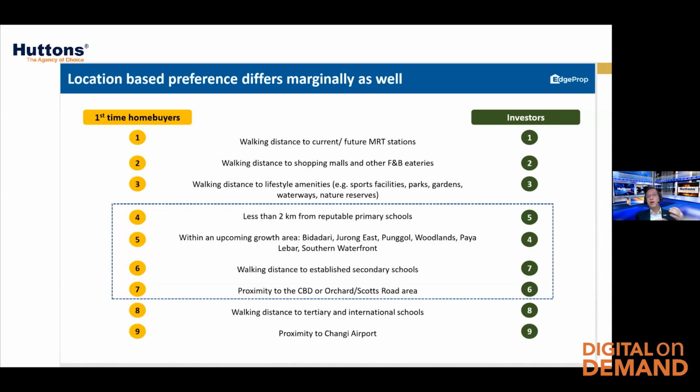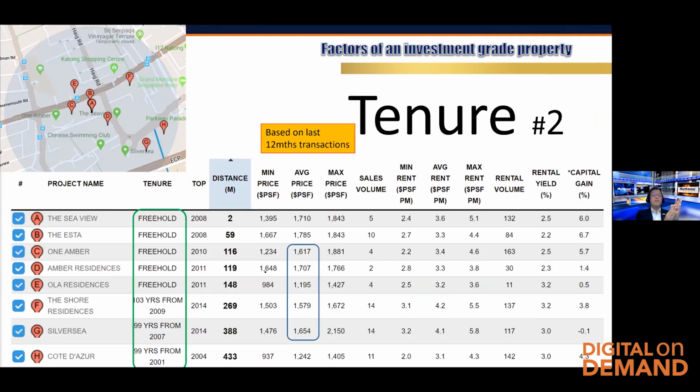So that's the reason why we are seeing a lot of people investing over at the Southern Waterfront area now. However, for the first timer, they are actually looking more for their own needs, right? So they're probably looking into something like a reputable primary school, okay? So these are some of the surveys which HPROP has done, and I thought this is really something good to further enhance what I'm trying to share with you. So the first factor that we look into is really the location. The second factor we look into is tenure.